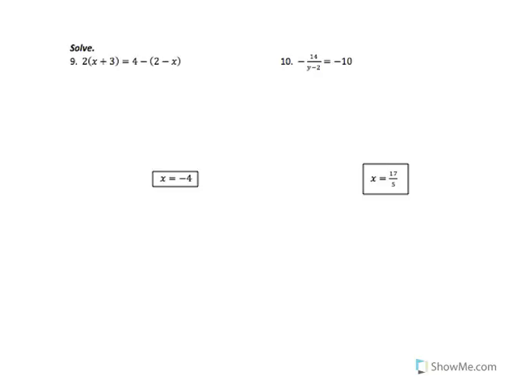First, I need to get rid of the parentheses. So I distribute the 2 to each piece in the parentheses. I get 2x plus 6 equals 4 minus, I need to distribute this negative 1 to each piece in the parentheses. I get 4 minus 2 plus x. And now I put a box around the like terms.